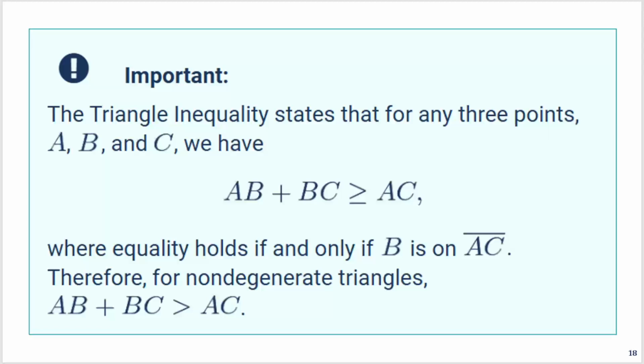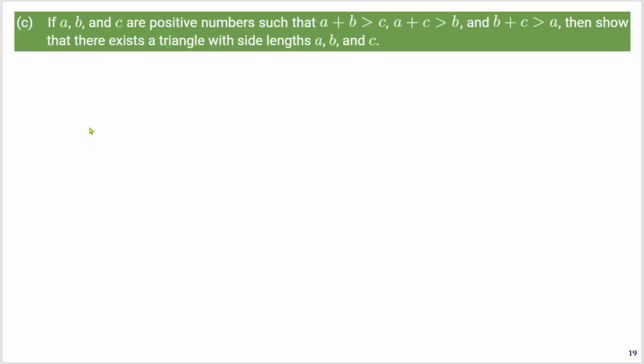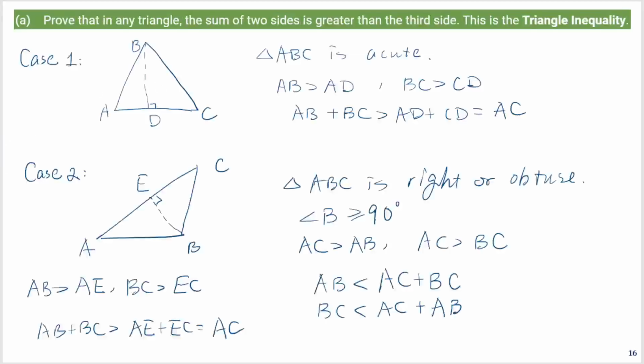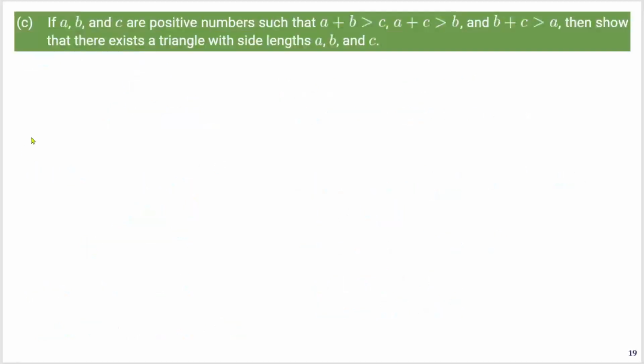Alright, so this is the triangle inequality, and we have another question to answer, right? Is the reverse statement also true? Which means if A, B, and C are positive numbers such that A plus B is greater than C, A plus C is greater than B, and B plus C is greater than A, then can you prove that there must be a triangle with side lengths A, B, and C? You see the difference between the third question and the first question? Let's have a look at the proof here.